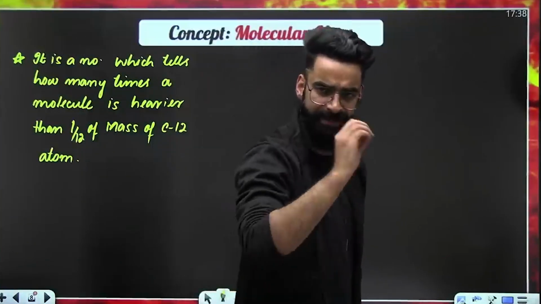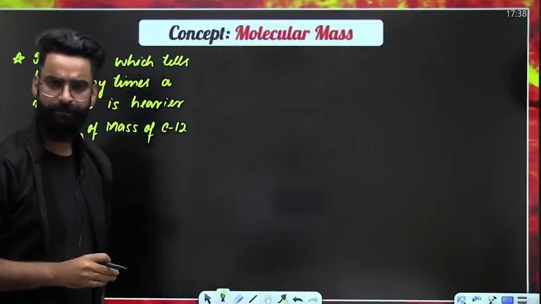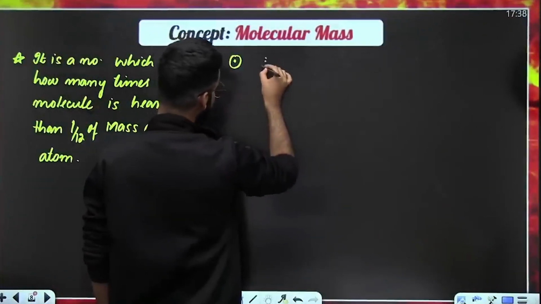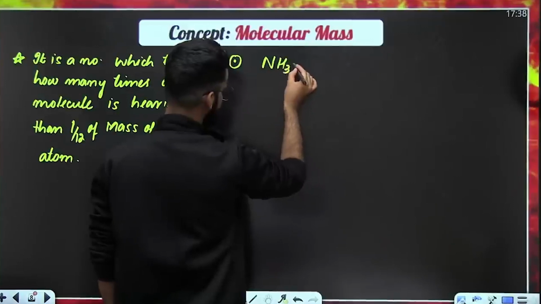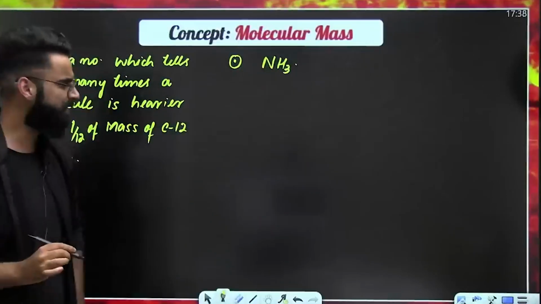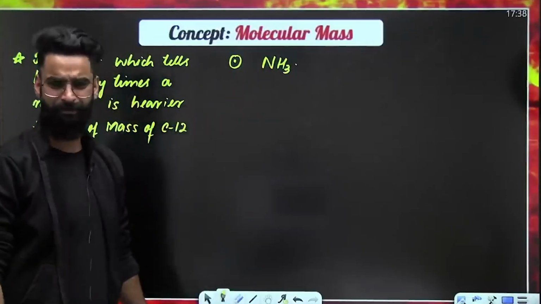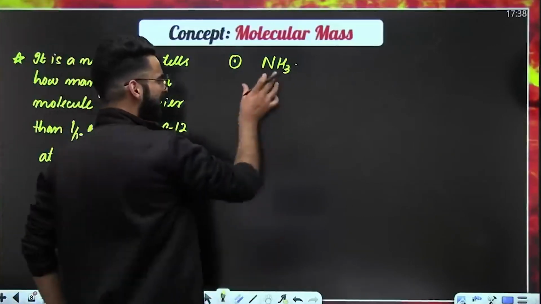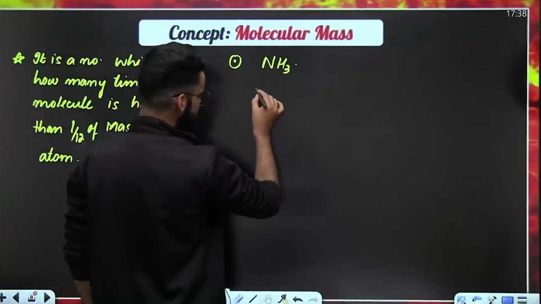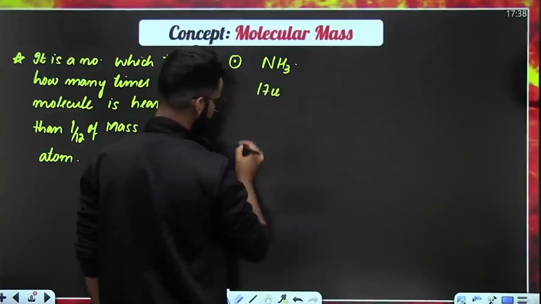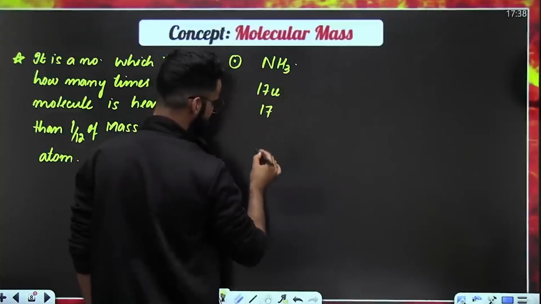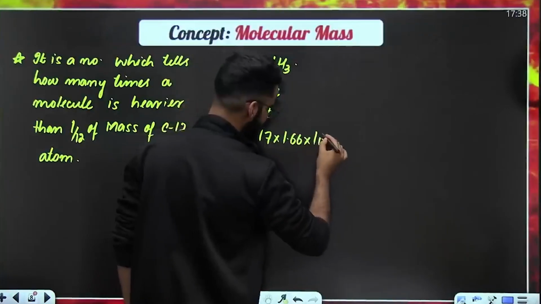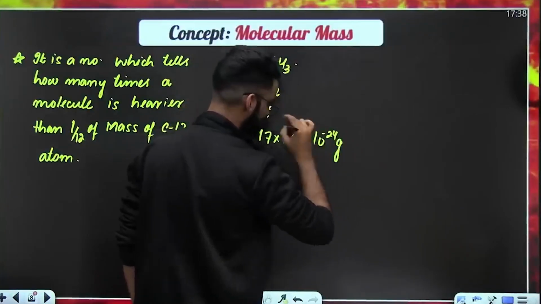Right? And dear students, let's have a look at one more thing. For example, I'm taking ammonia into consideration, NH3. First of all, is it atom or molecule? It's absolutely a molecule, right? Now, I'm writing a few terminologies related to NH3. The first terminology, I'm writing 17U. The second terminology, I'm writing 17. The third terminology, I'm writing 17 multiplied by 1.66 into 10 raised power minus 24.